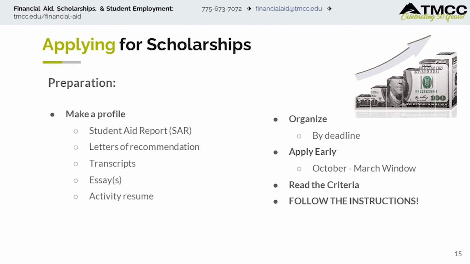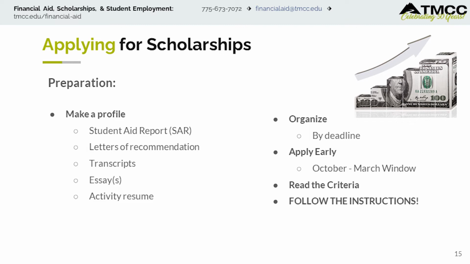Essays. Students should keep personal statements and essays about themselves handy, as writing about oneself is a common prompt for scholarship applications. They should also consider keeping copies of any writings they are proud of, as they can be idea starters for other scholarship prompts. Why reinvent the wheel if you don't have to?